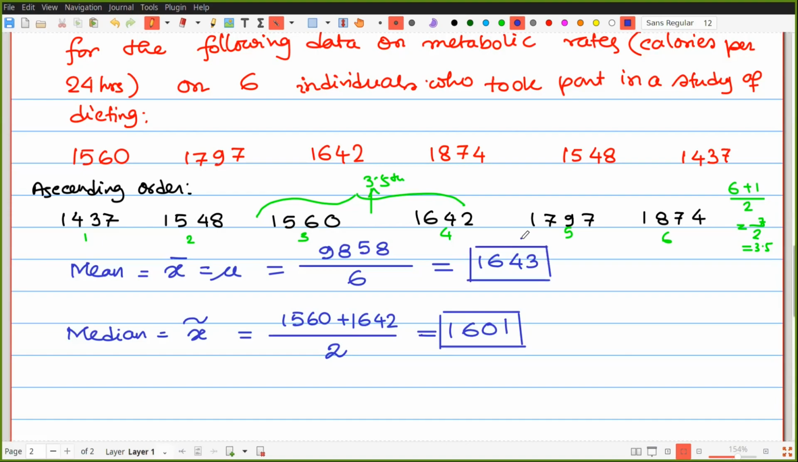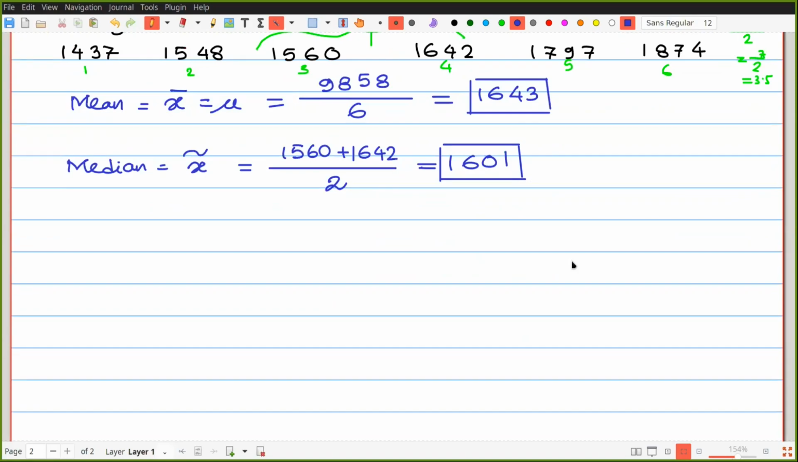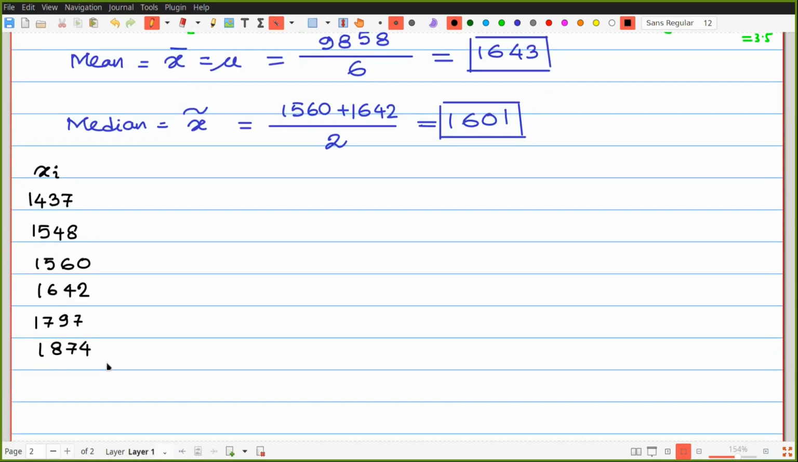Let's check now how to find out the mean deviation and also the median deviation, which is also called the mean deviation. So we are drawing the columns at first. Okay, so the first column is the xi, that means the values: 1437, 1548, 1560, 1642, 1797, 1874. So that is our data.